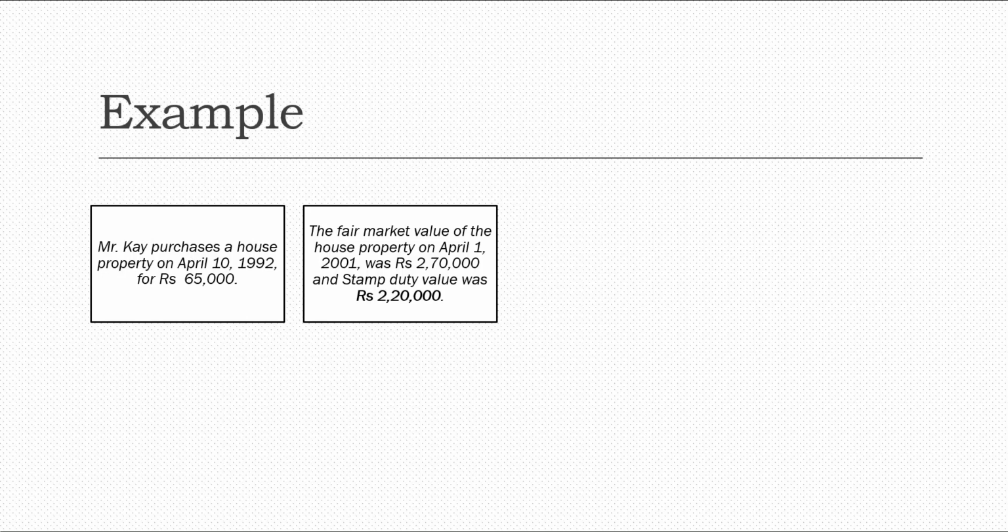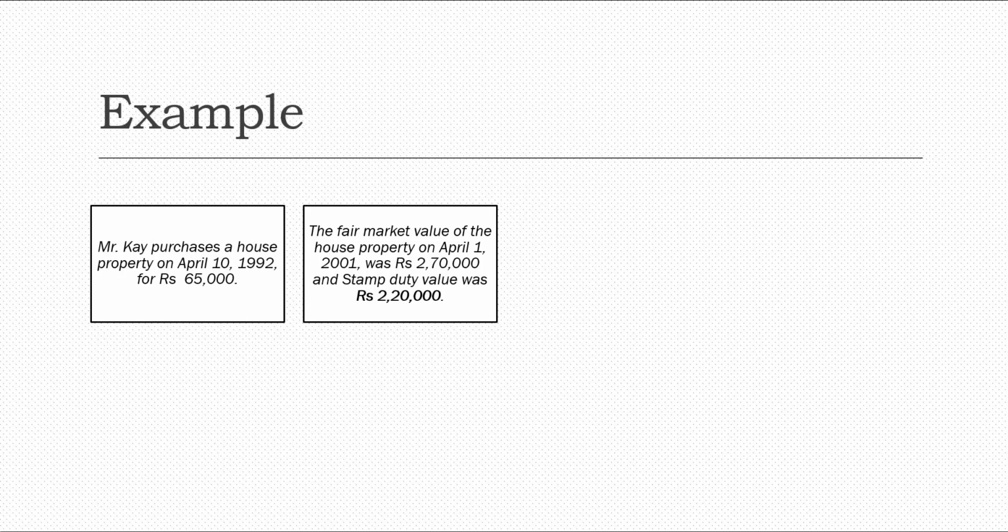Okay. Now, because this property was bought in 1992 and the index starts from 2001-2002, which was 100, any property which has been purchased prior to the start of the index, we have to calculate the fair market value on that day, 1st April 2001. So that time the fair market value was 2,70,000. This was done by a registered valuer. You have to go to a registered valuer. He'll tell you what is the value of the property.